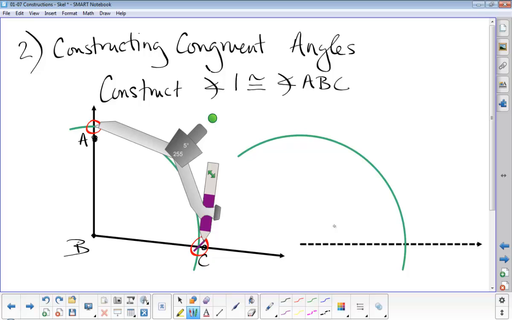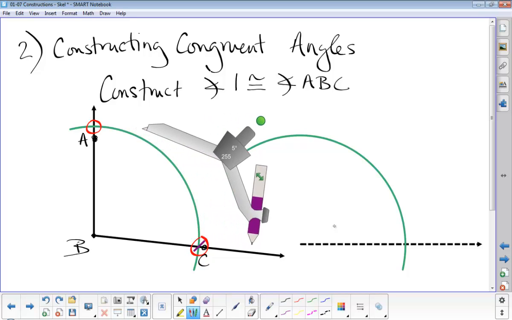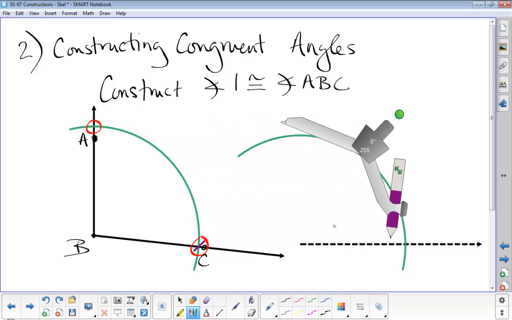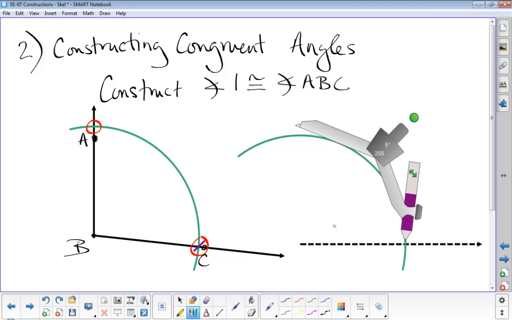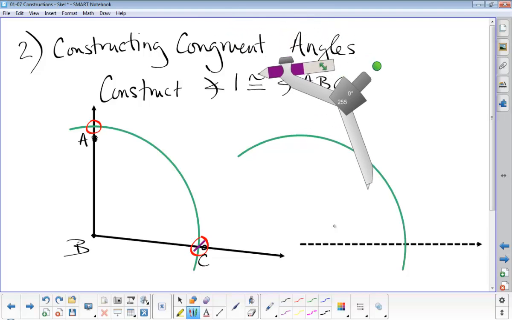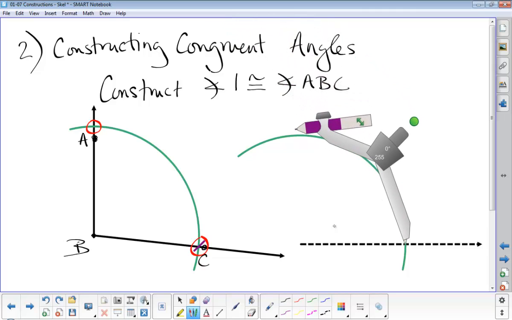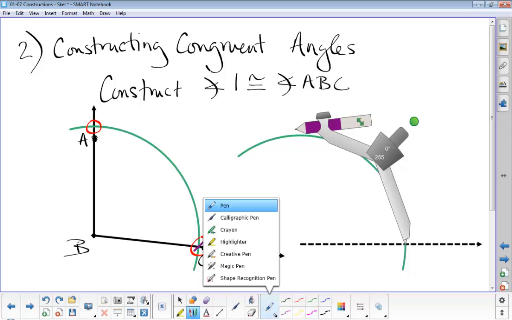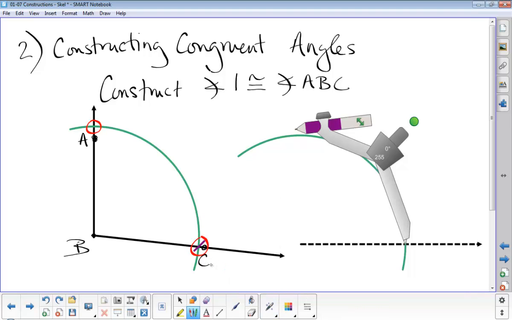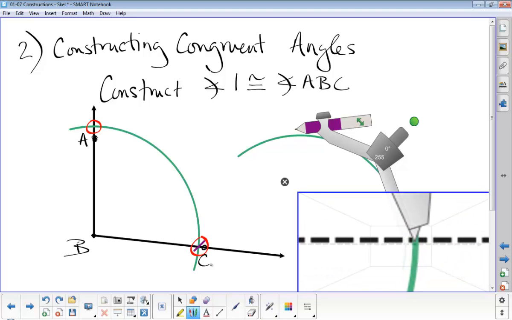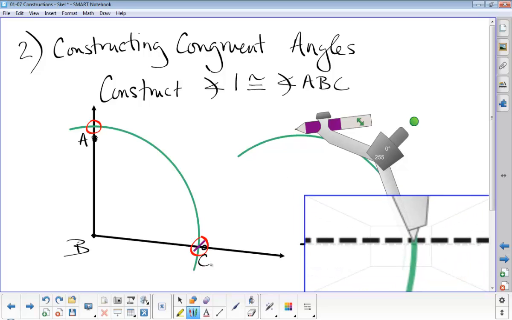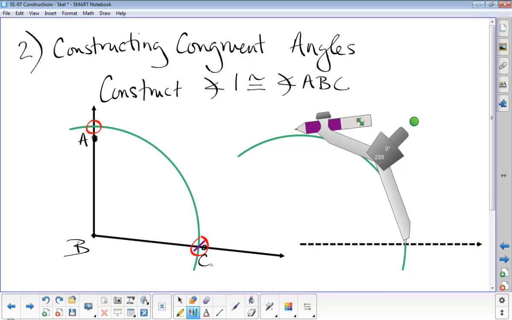Keeping our compass locked again, we're going to take our sharp point and we need to put it on the intersection of our arc and our new ray. I'm going to swap sides with that, slide my compass down, put the sharp point on the intersection. You can see that up close. Okay, make sure it's nice and tight there. Make sure it's right on the dot. Strike an arc.